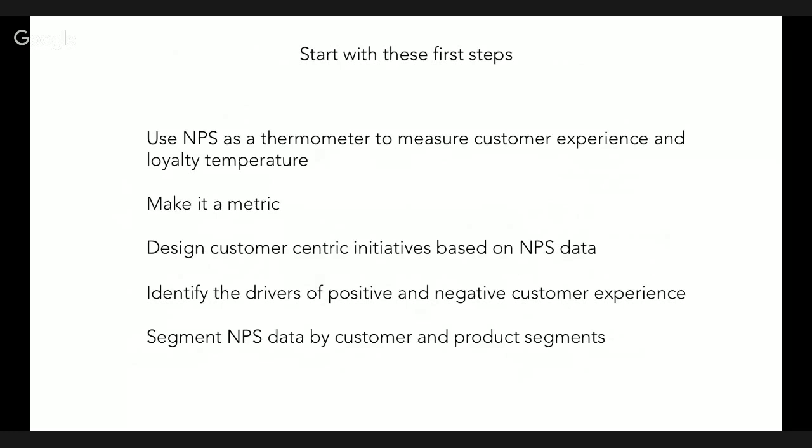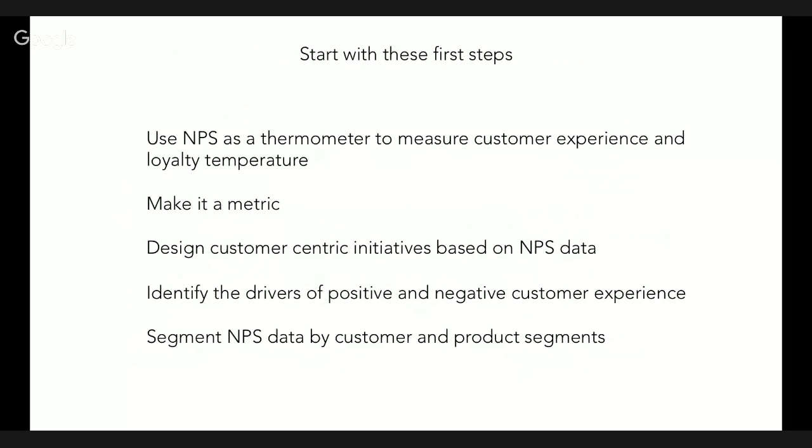Yeah, so next thing is identify the drivers of positive and negative customer experience. What that means is that once you have segregated your promoters and detractors, you have to identify the drivers of these positive and negative customer experiences.